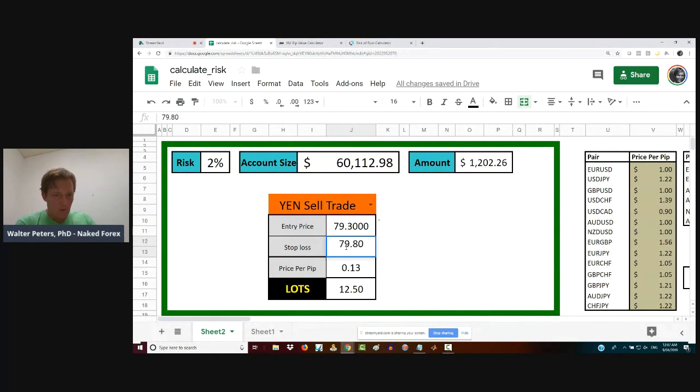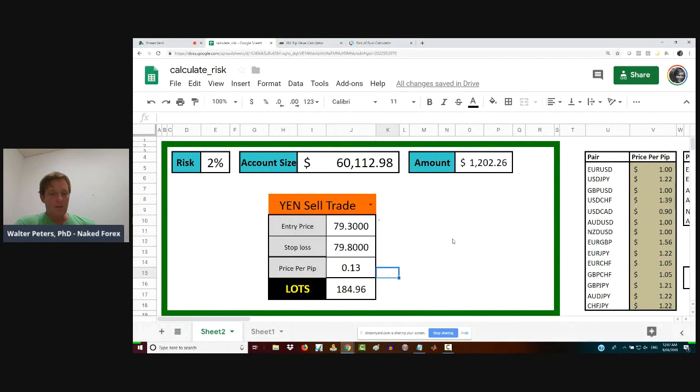79.80, 50 pips away. What that's telling me is I can trade to risk 2% of a $60,112.98 account. My risk amount is $1,202.26. So I should be risking 184 micro lots. That's what that is telling me, and that's all it's telling me. And it'd be 18 mini lots or 1.8 standard lots. And that's how that works.